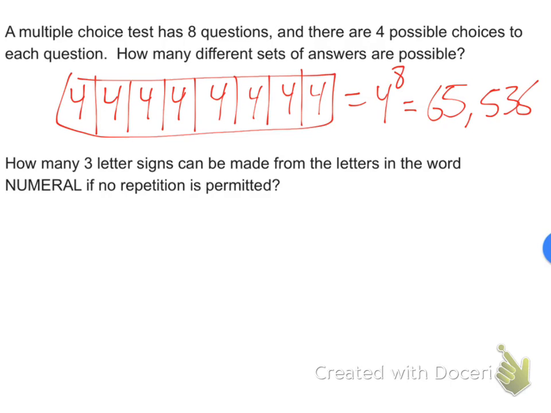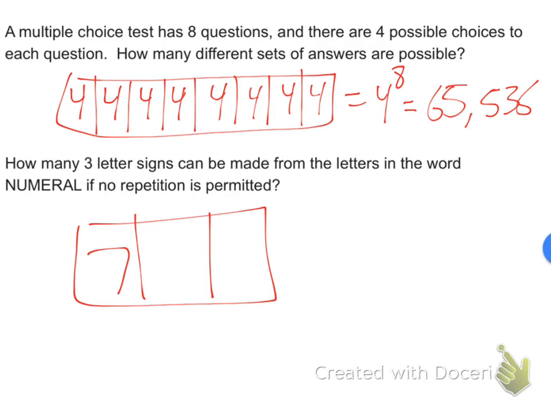Next one, how many 3-letter signs can be made from the word numeral if no repetition is allowed? So how many letters are we going to end up taking? 3. Only taking 3. How many get to go in the first box? 1. I'm pulling the letters from numeral. There are 7 choices. How many do I get for my second letter? 6. Why? Because I can't repeat. Once I've used it, I've got to throw it out or leave it on the sign. And then the third one is? 5. So it's 7 times 6 times 5 and you're done. Okay? I'll let you guys handle that. Any questions to that?